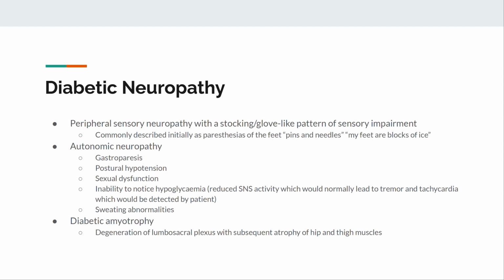If you get low blood sugar, you won't be able to notice it because it's the sympathetic nervous system that gives you your tachycardia when you get hypoglycemic, and issues with sweating. Then there's an awful condition called diabetic amyotrophy, which is where you get degeneration of the lumbosacral plexus, typically unilaterally, and you get wasting of the hip and thigh muscles, especially the quadriceps, and it really hurts. It's the most painful diabetic complication.